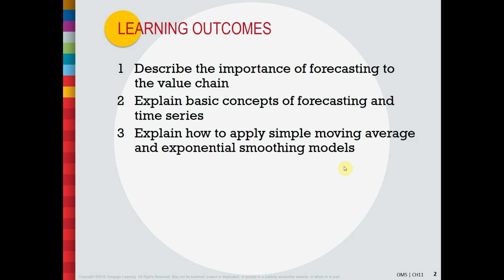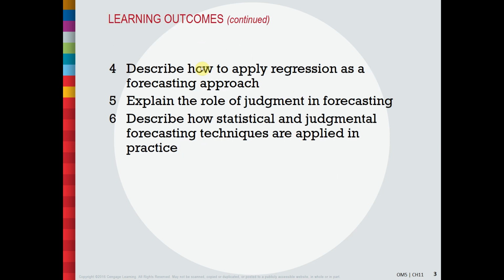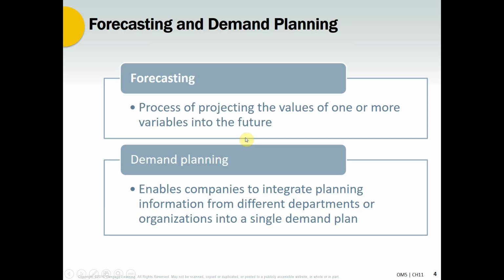We'll talk about these different techniques, the moving average and exponential smoothing, also regression and trend analysis. There is expert opinion that you can use, so judgment or qualitative forecasting, and you can combine these, and you should. So forecasting is predicting the future, and once you have a forecast, that's where you can use this to make decisions.